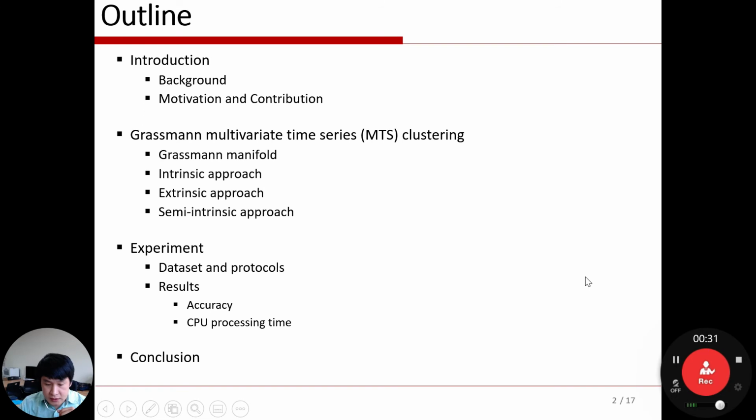The presentation consists of four parts. Firstly, I will introduce the background, motivation, and contribution of our work. And then we'll introduce Grassmann multivariate time series clustering. Actually, what we propose here is grouping the realization of MTS clustering into three umbrella approaches. First one is intrinsic approach, second one is extrinsic approach, and the last one is semi-intrinsic approach. We will provide the experimental result using multiple time series derived from human gesture database. And then we will conclude the presentation today.